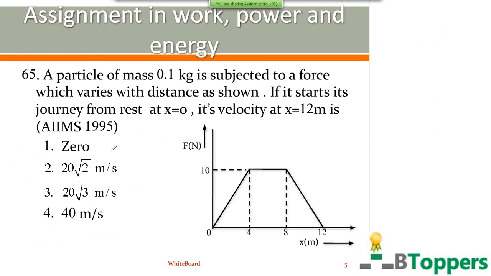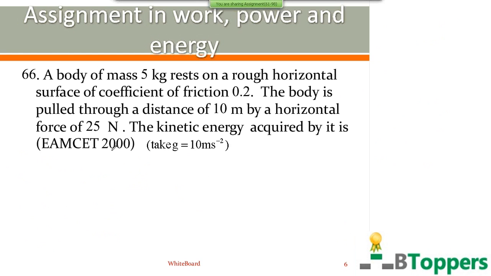So for question number 65, the fourth option is the answer. See question number 66 here. A body of mass 5 kg rests on a rough horizontal surface of coefficient of friction 0.2. The body is pulled through a distance of 10 meters by a horizontal force of 25 newtons. The kinetic energy acquired by it is.